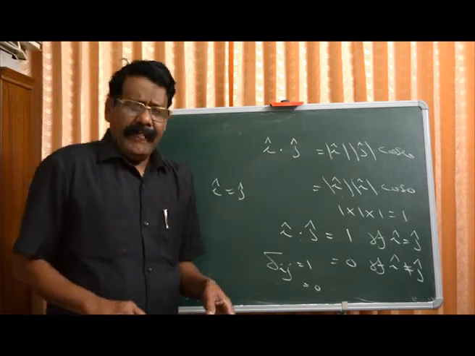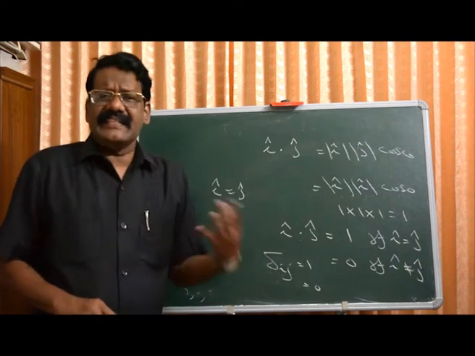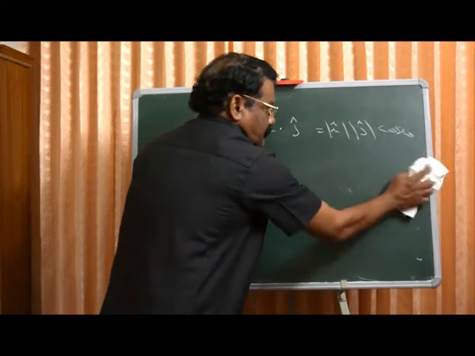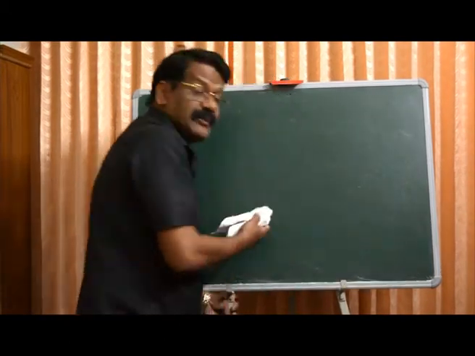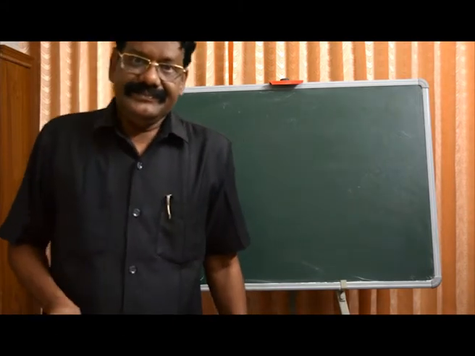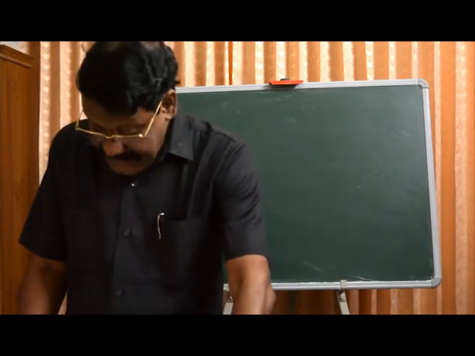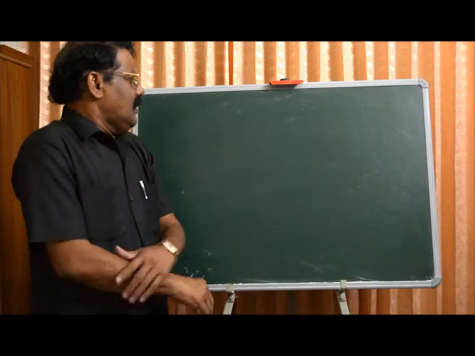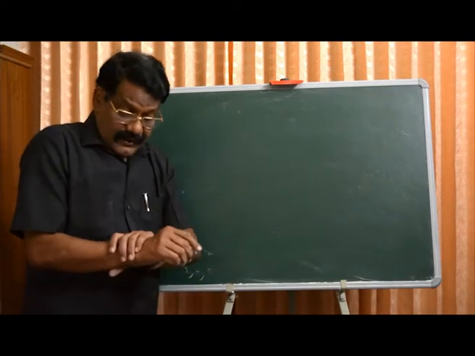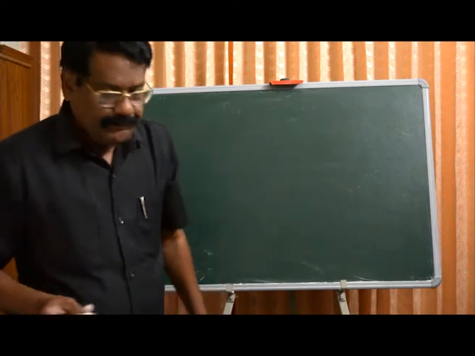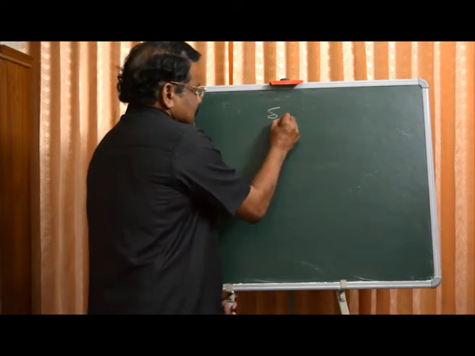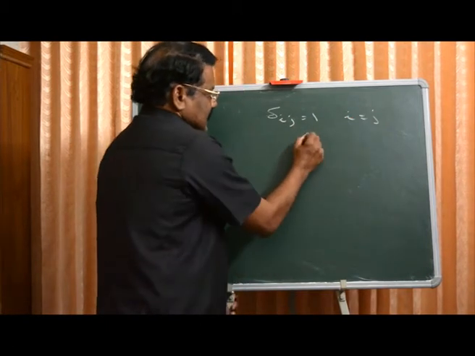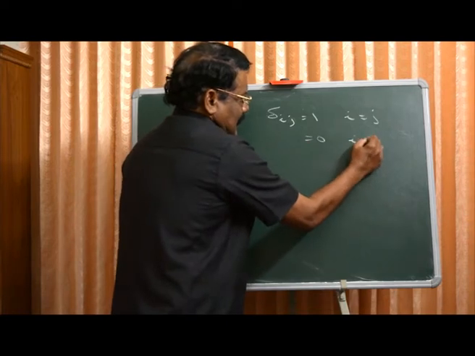Not only that, this Kronecker delta exhibits some properties. Now we will look at the properties of the Kronecker delta. The very interesting property, but before the properties of the Kronecker delta, I should say one more thing. That is, delta ij is equal to 1 for i equal to j, and equal to 0 for i not equal to j.